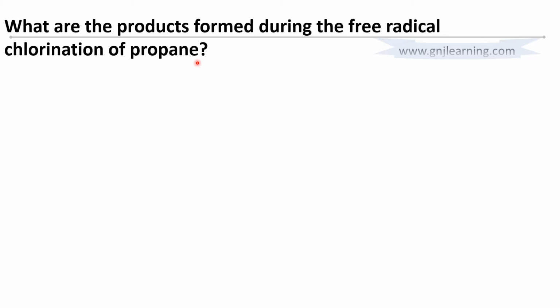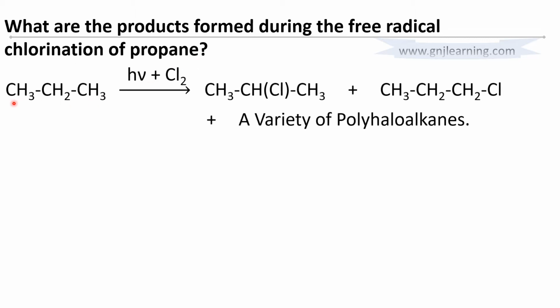So let us see. We have propane here, and the criteria for free radical chlorination is you need chlorine plus energy. So here it is sunlight that is provided. In the presence of sunlight, h nu means sunlight, plus chlorine gives mono substituted chlorination along with a variety of polyhaloalkanes. So what are the mono substituted? Mono substituted means only one chlorine is attached.